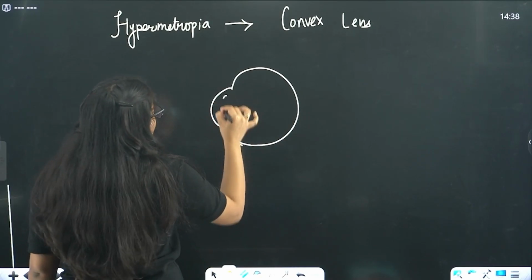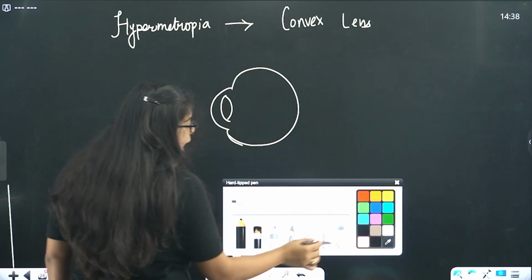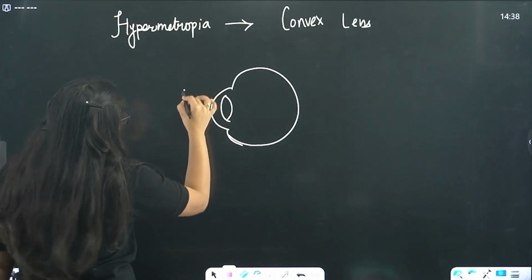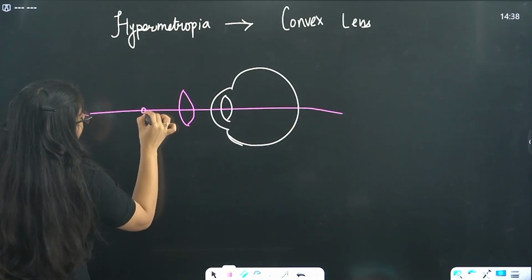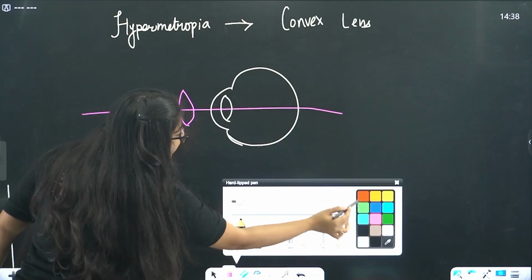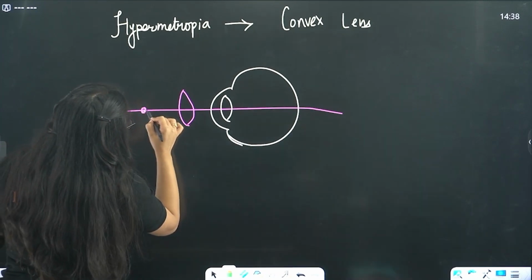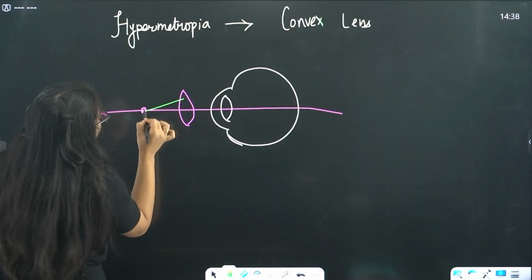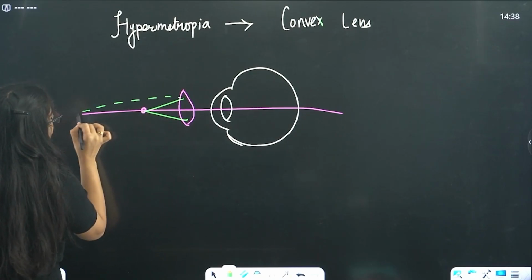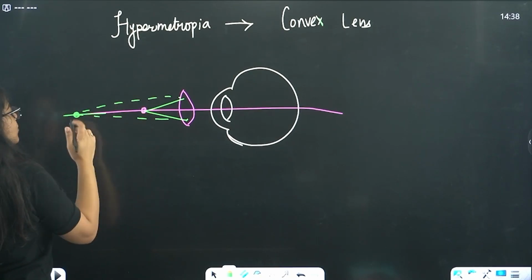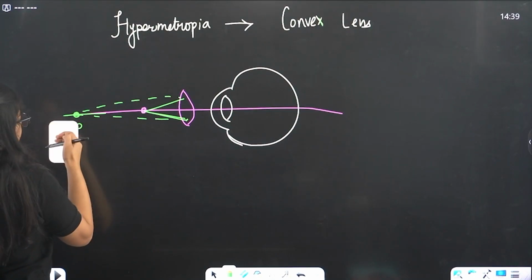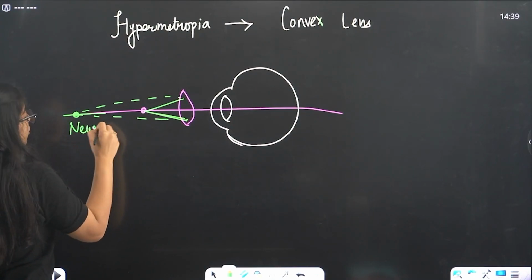So beta, this is your eye lens. Now I have to correct my vision, so I will use a convex lens. This lens will do what? This is my object. So what will happen? The rays will go and it will form an image behind the actual object, near my new near point.